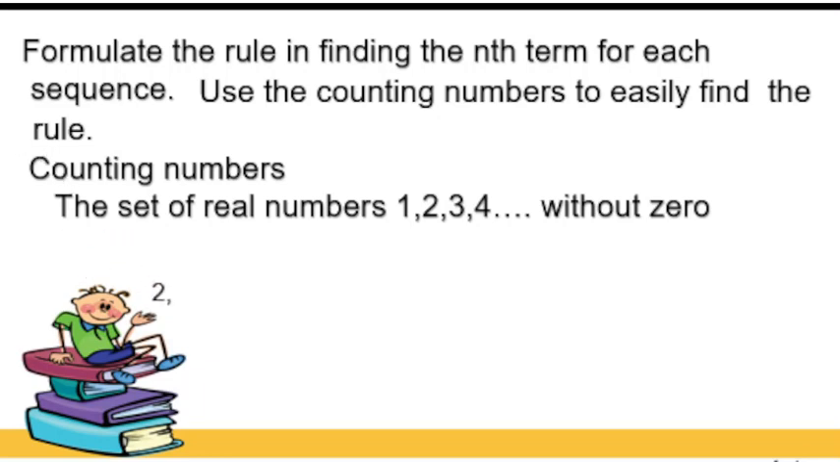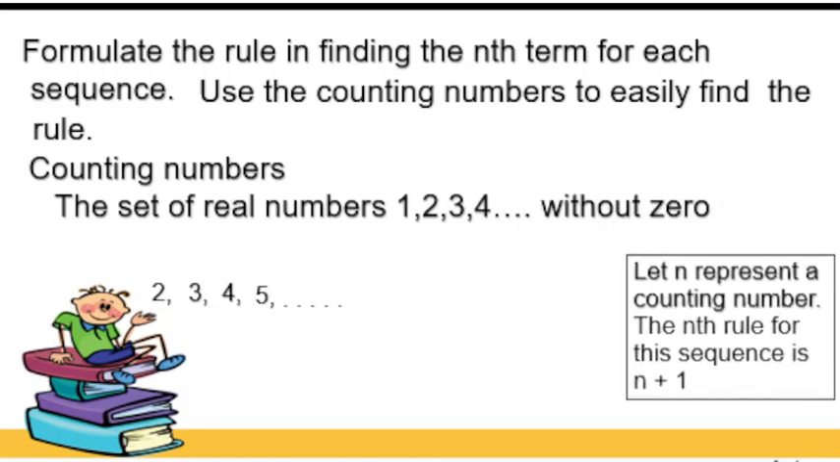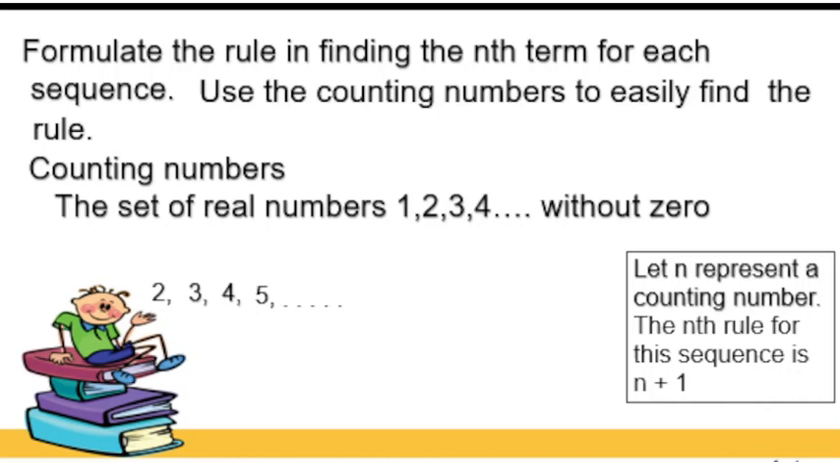Now, let's have an example in getting the nth term. We have 2, 3, 4, 5. So this is a sequence. 2, 3, 4, and 5, we call these the terms. So let n represent a counting number, and the nth rule for the sequence is n plus 1. So why is it n plus 1? This is just a preview of what we are going to discuss as we go on.